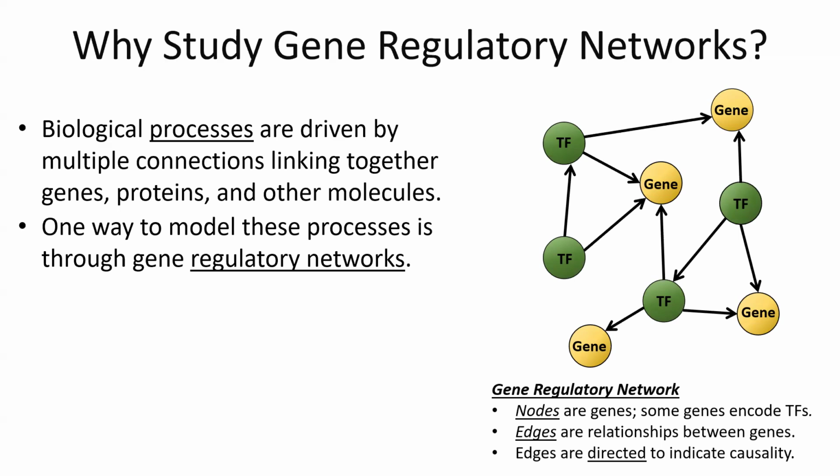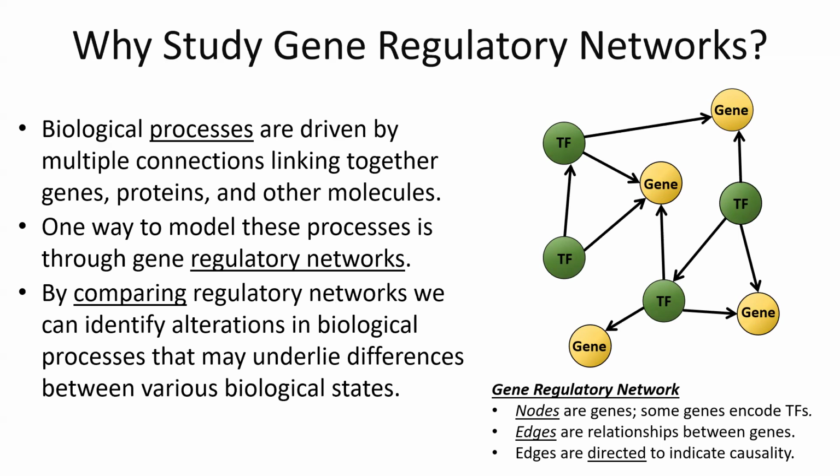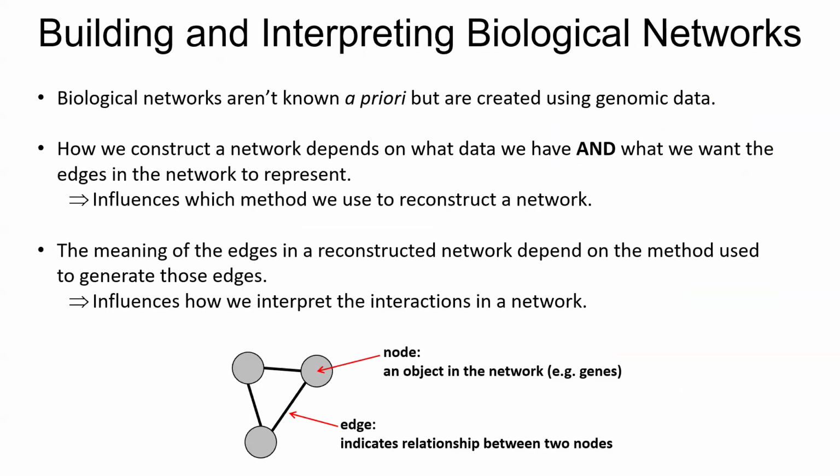In this type of network, nodes are genes. Some of these genes encode transcription factors. Edges represent relationships between the genes, and more importantly, edges are directed to indicate causality. One thing that's really important in the context of gene regulatory network modeling is that we need to compare gene regulatory networks. And by comparing these networks, we can identify alterations in biological processes that may underlie differences between different biological states.